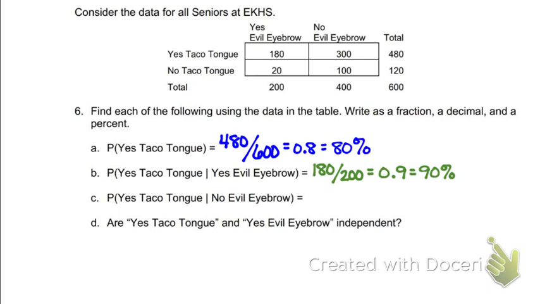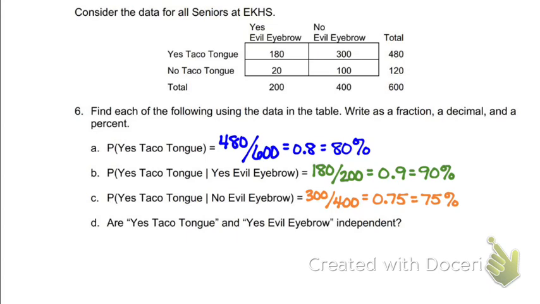What proportion of seniors can taco tongue, given that they cannot evil eyebrow? Taco tongue, no evil eyebrow. So 180 out of 480 would be yes, evil eyebrow out of yes, taco tongue. I see what you're looking at there. This one right here, no evil eyebrow, I want to find that and follow that all the way down. 300 over 400, yes, or 75%.